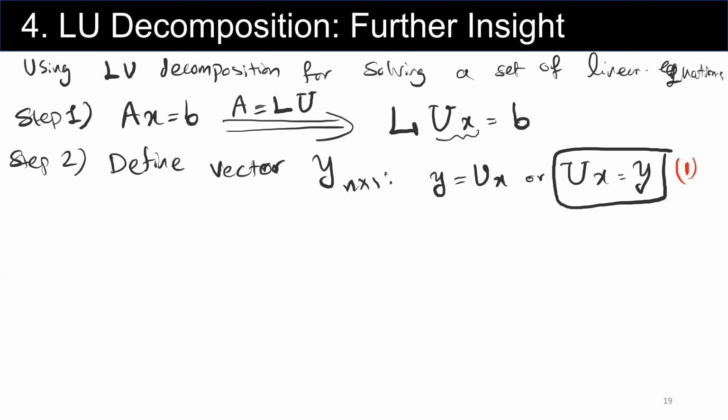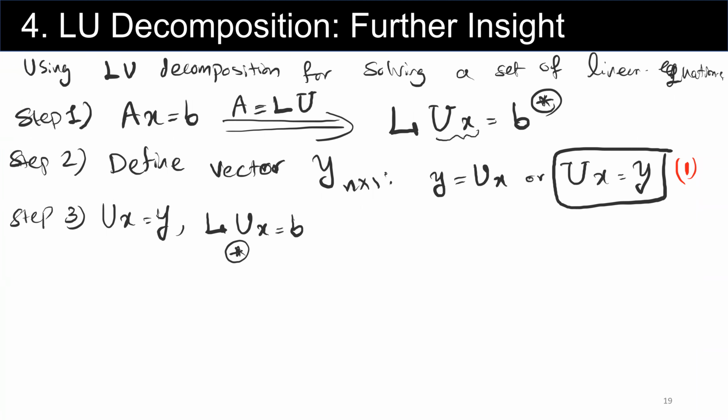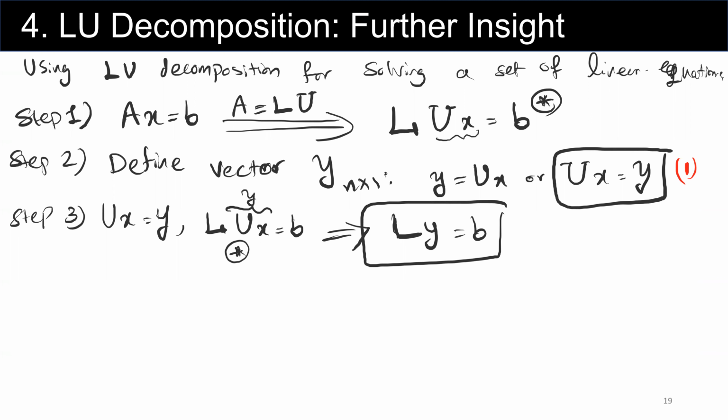All right. And then in step 3, we are going to use UX equal to Y, and we already know that LUX is B from here. So what does that mean? We can replace UX by Y. So we have L multiplied by vector Y equal to B. Let me call this equation 2.